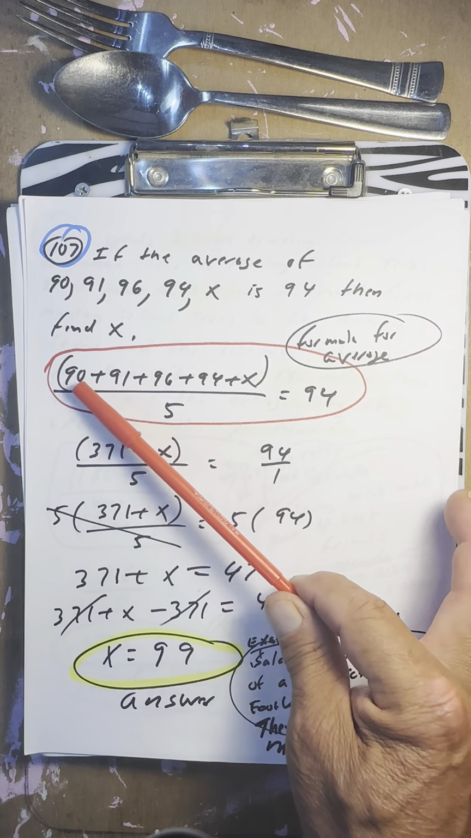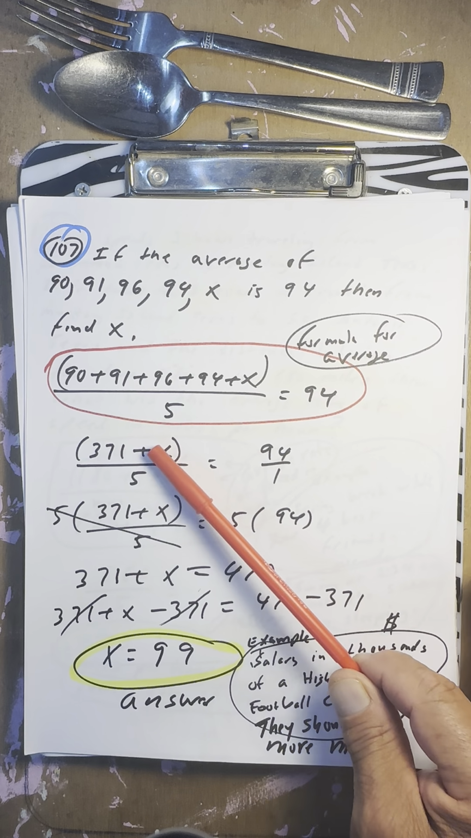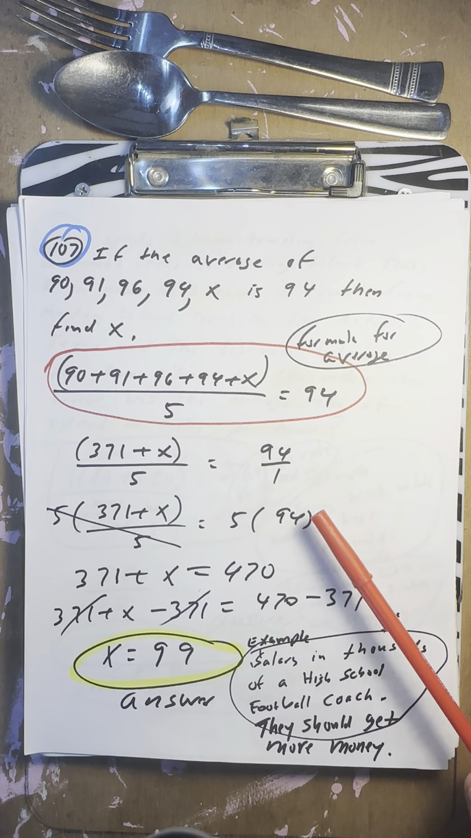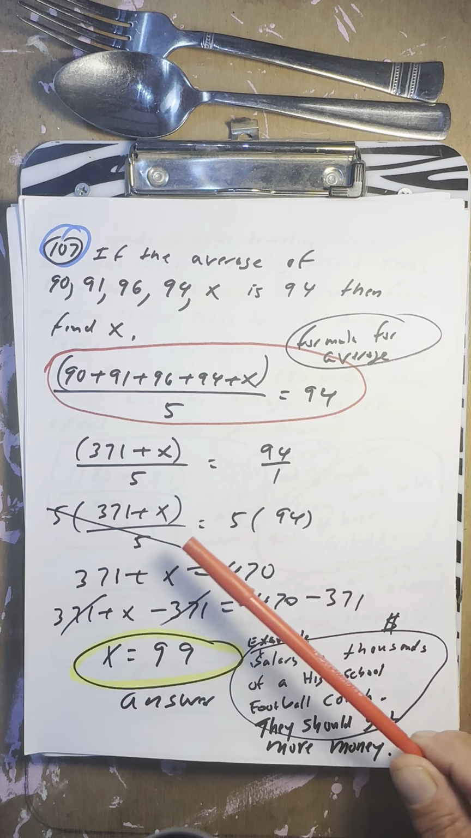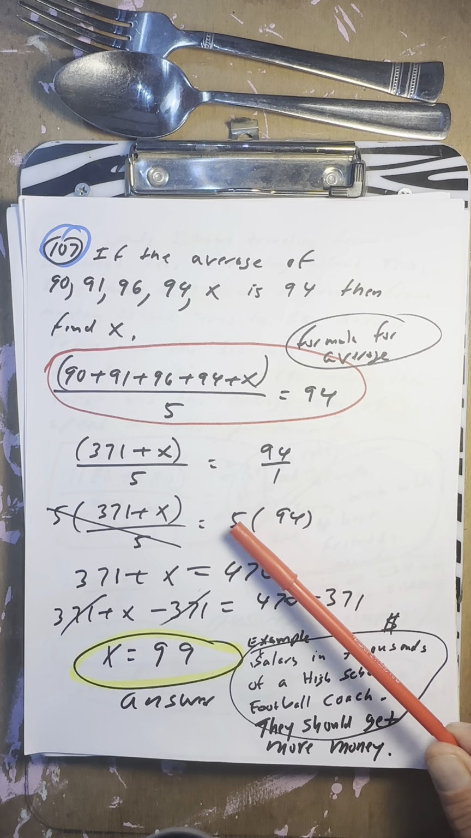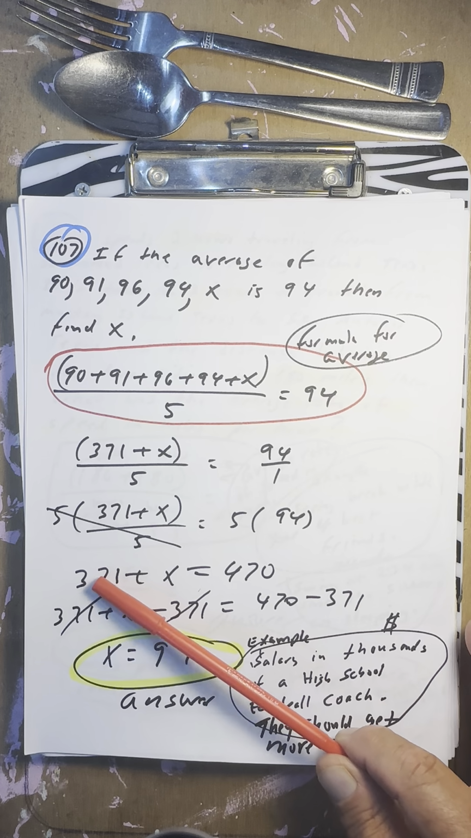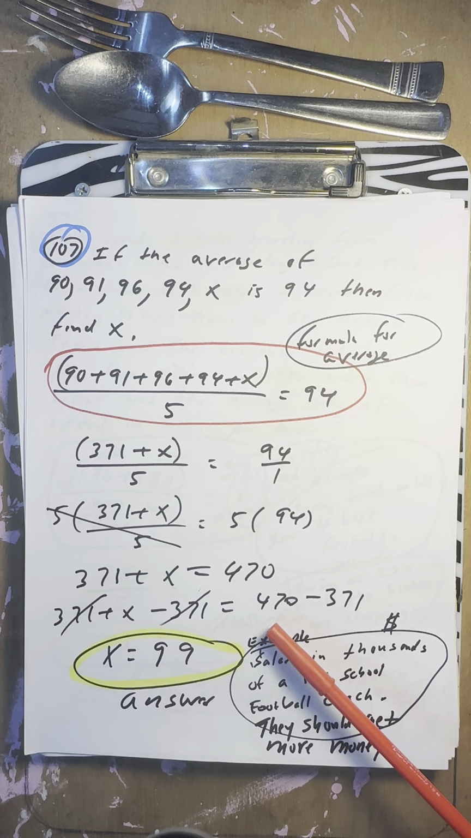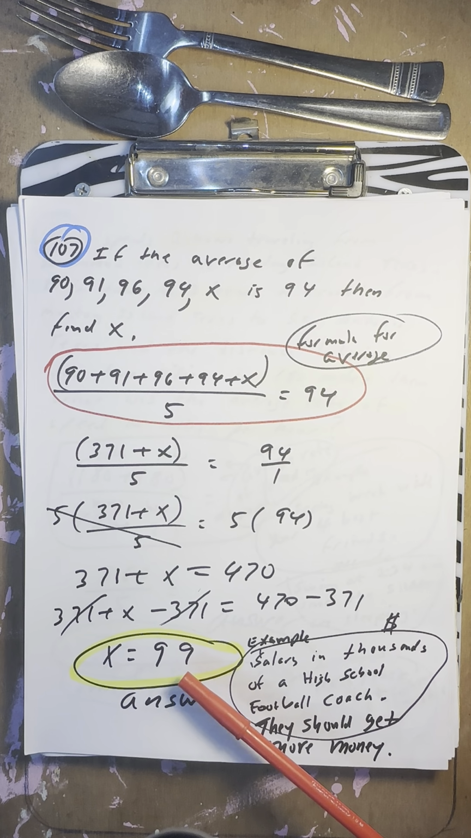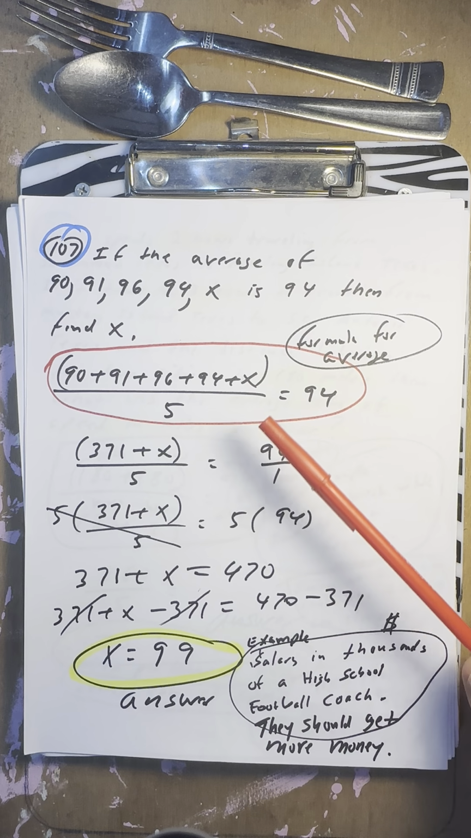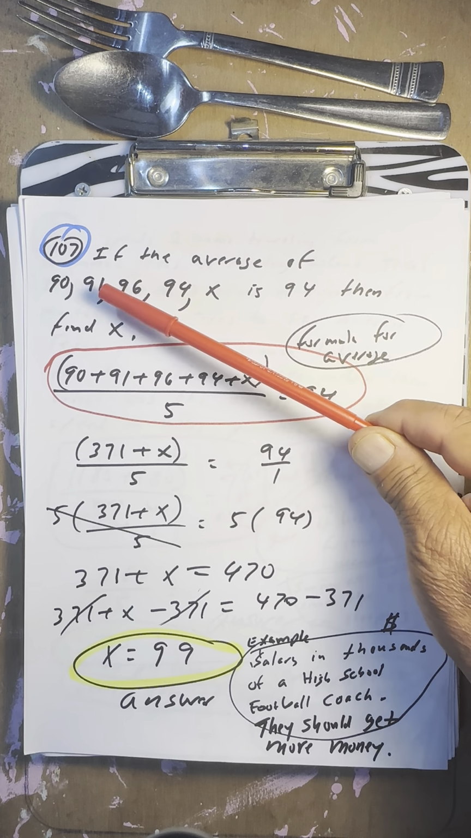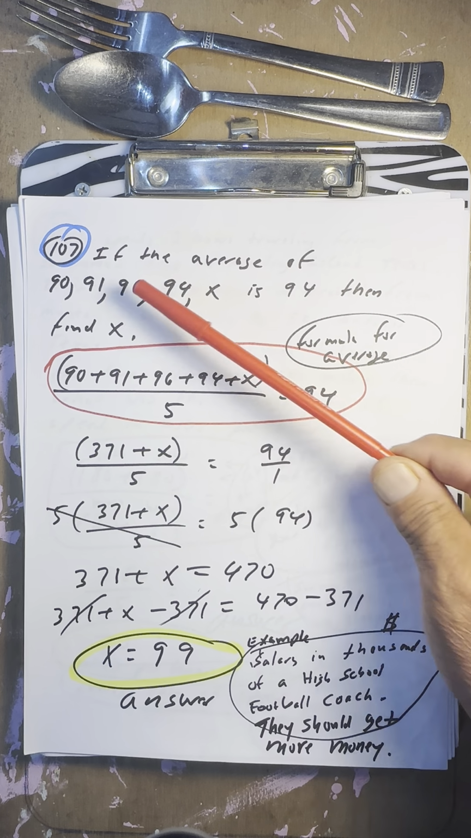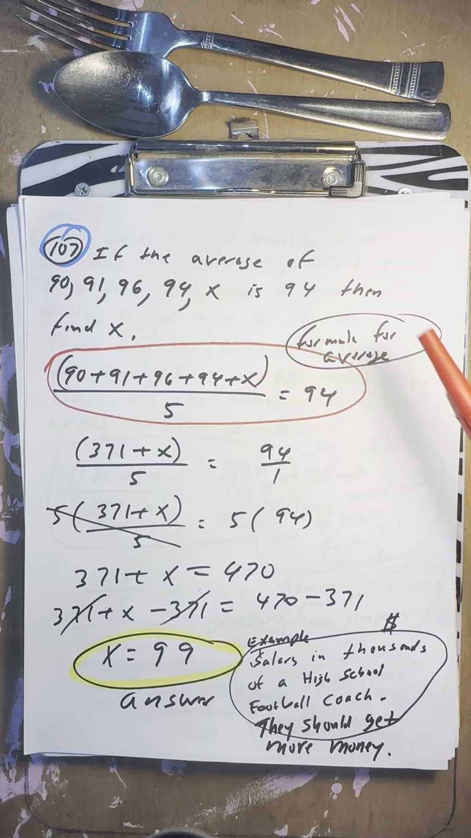So now add these numbers together. It's going to be 371 plus x over 5. Now I multiply both sides by 5, because these will cancel, and this one stays. So now this is going to be 371 plus x equals 470. Minus 371, minus 371. Guess what? x is 99. So x has to be 99. So 90, 91, 96, 94, and 99 all together divided by 5 will give you exactly 94.